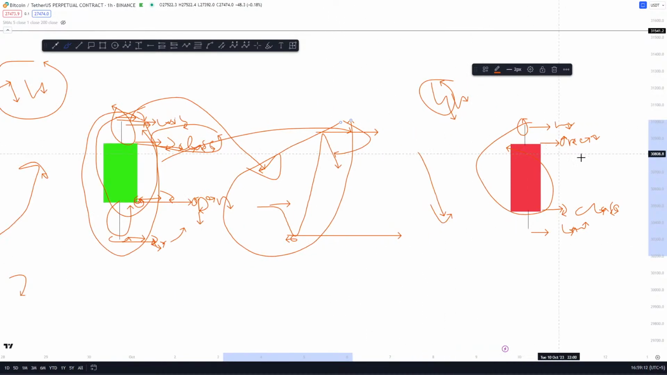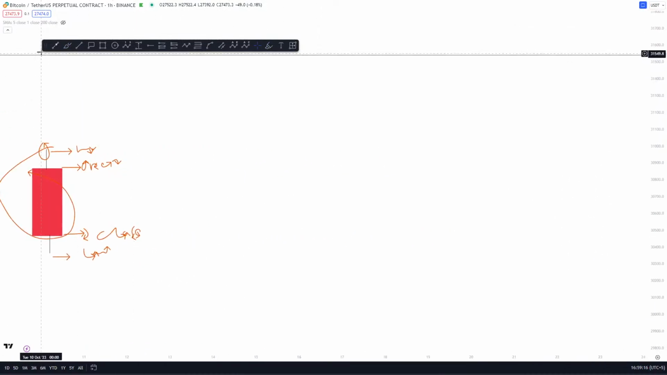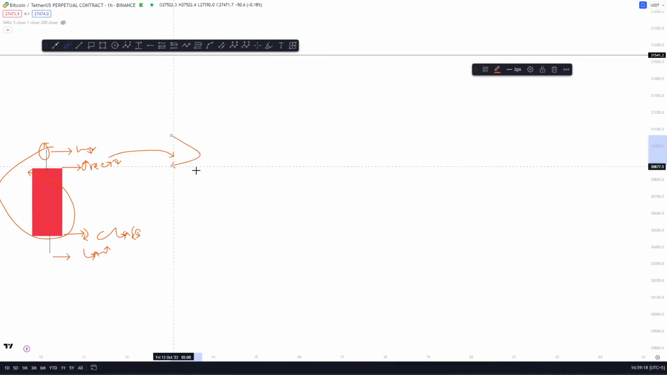Same thing for the bearish candle. The bearish candle opens from here. I'm just drawing here so it may be more clear for you guys. So the bearish candle opens like this. First of all, it moves towards the high. Okay, then it spikes down towards the low and closes at the close point.